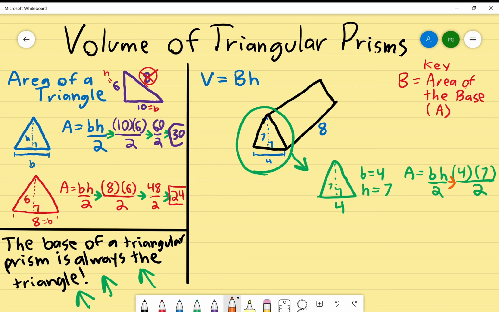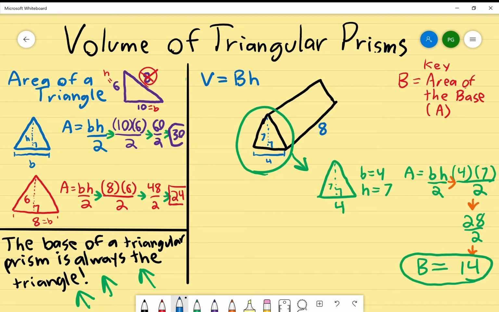All right, so base times height divided by 2: 4 times 7 divided by 2. 4 times 7 is 28, and we still have to divide it by 2, so 28 divided by 2 will give you 14. That's that. You're done. Or are you? Are you done with everything? No, you're not. What you just found, the 14, that is the area of the triangle. That's your uppercase B. But you're still not done yet.